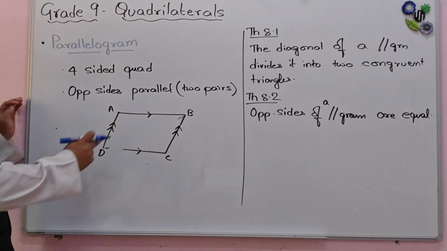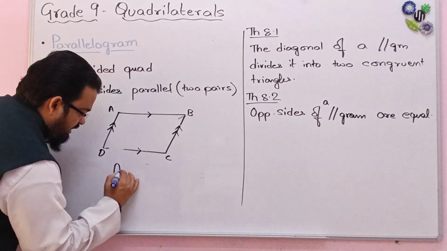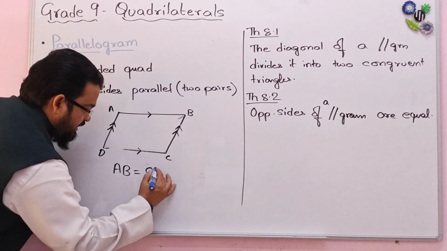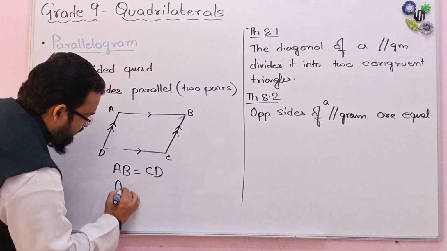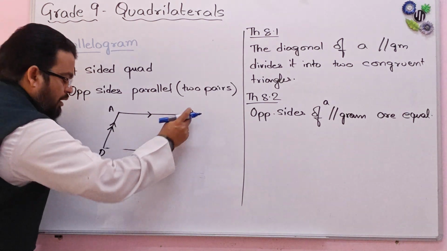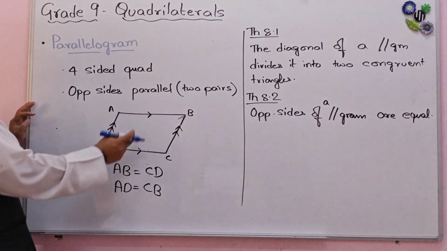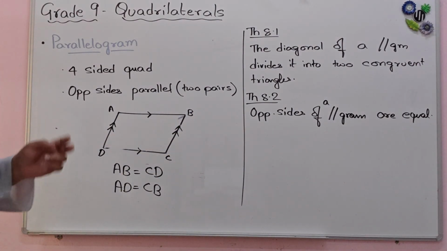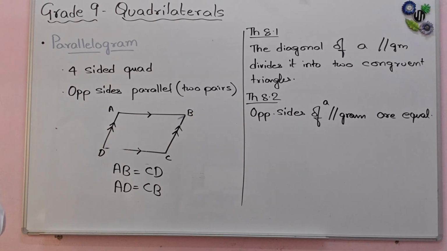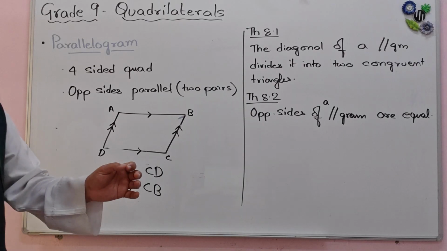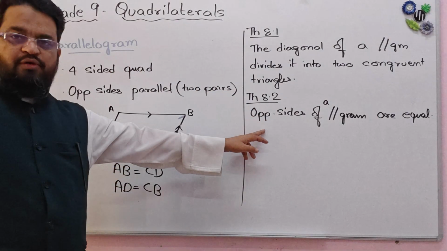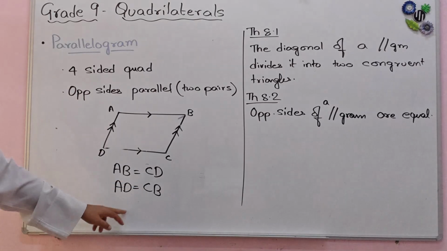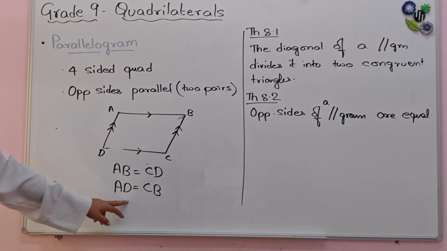So in a parallelogram, what are opposite sides? AB and CD. So AB is equal to CD, and after that AD is equal to CB. Understood? AB is equal to CD and AD is equal to CB. This is the second property of a parallelogram: opposite sides of a parallelogram are equal. Now pause it, write the statement of theorem 8.2, draw this figure and write the statement in symbolic form. Understood? You will remember it.